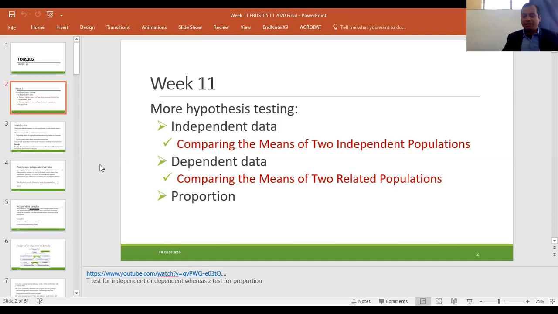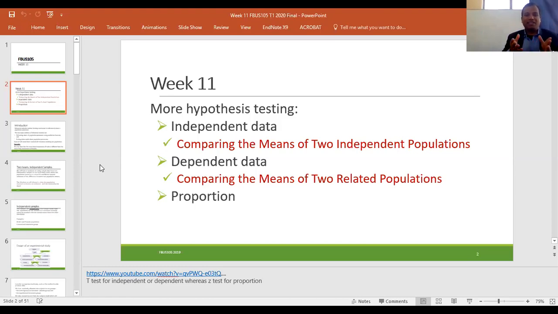Especially we will see two different cases, which is very important. One is independent data, and the second one is dependent data. I mean to say the two different samples could be dependent or could be independent. So we'll see comparing the means of two independent populations, whereas in the dependent data we will compare the means of two related populations. I mean the sample 1 and sample 2 will be somehow related. We'll see through various examples how they could be related to each other.